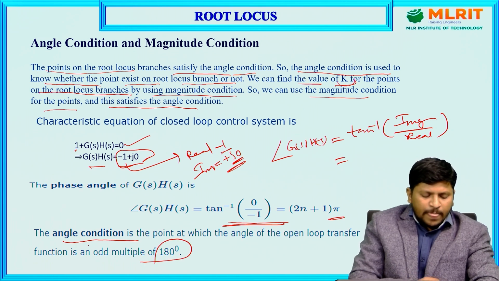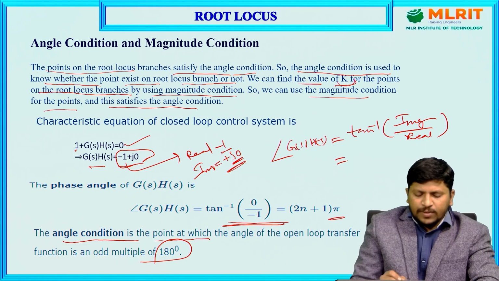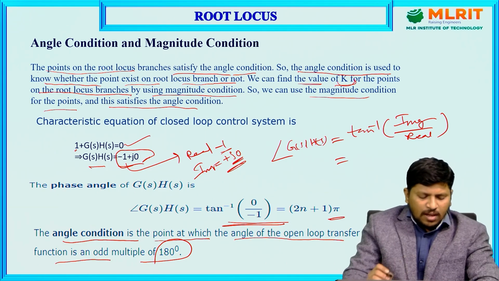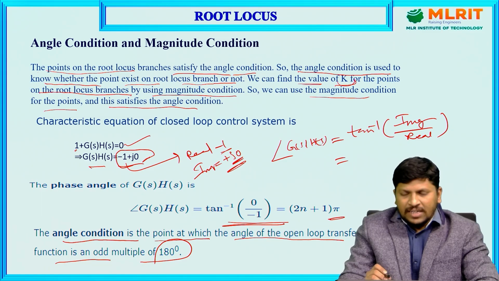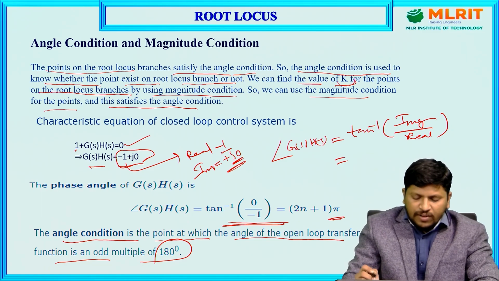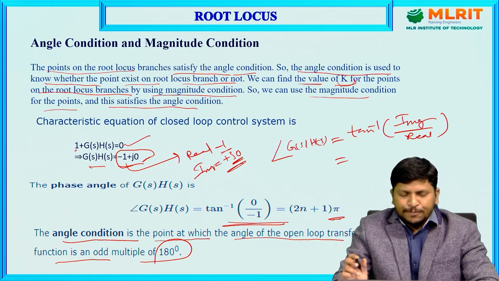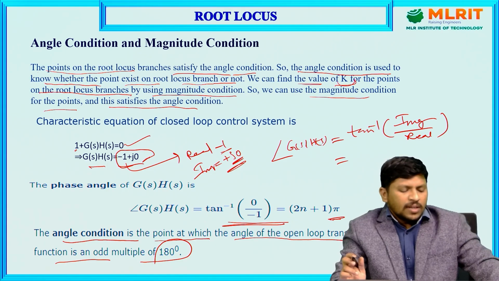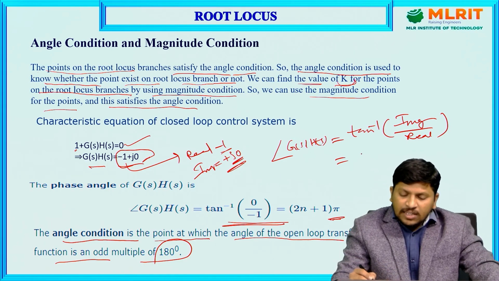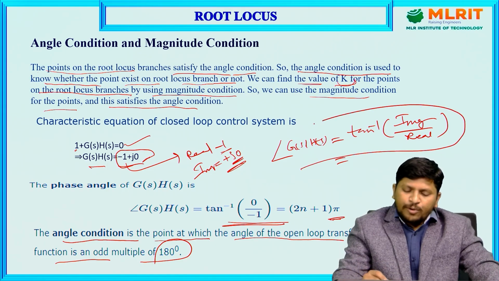See here, the angle condition is the point at which the angle of the open loop transfer function is an odd multiple of 180 degrees. Okay, see, the phase angle calculation formula, this one is important.